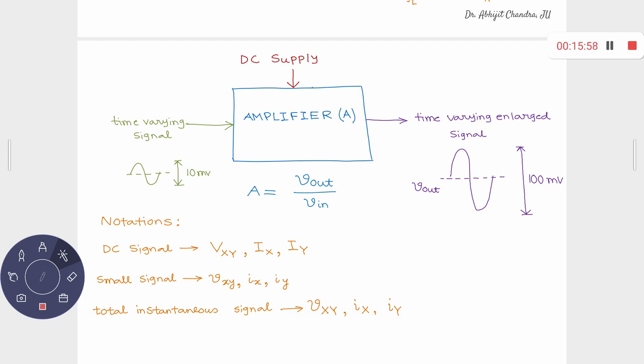Clear? Capital means DC, which you already encountered in the last unit. All small means it's a time varying signal. And whenever it's a total instantaneous signal, it's small for the variable itself and capital to designate the corresponding node. That means if I consider, say, the base current, the DC base current, by what variable is it represented? DC base current. Base current.